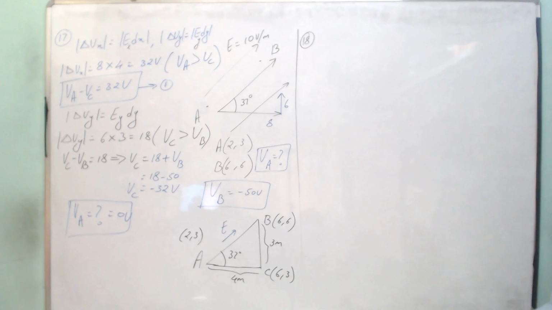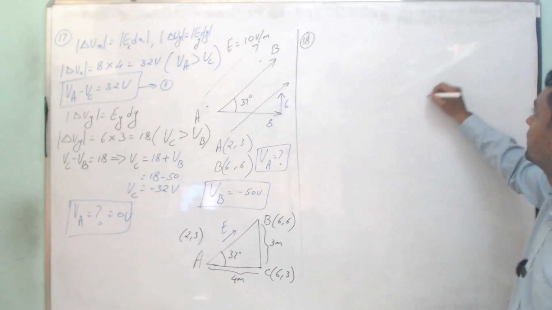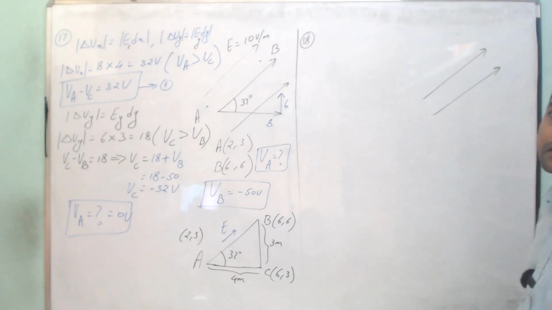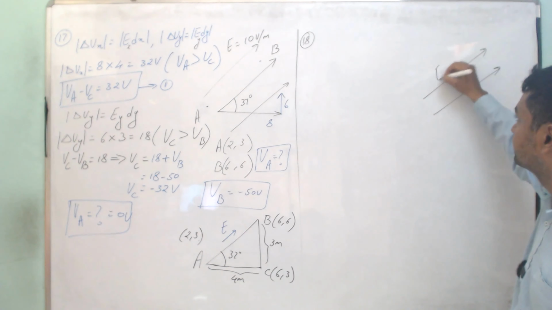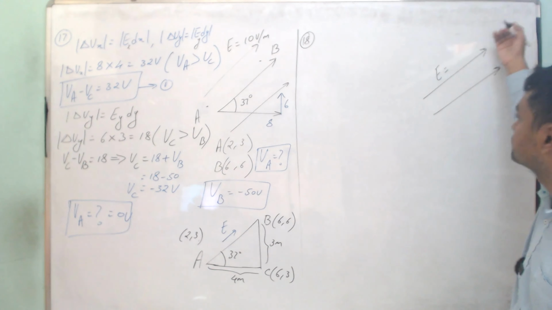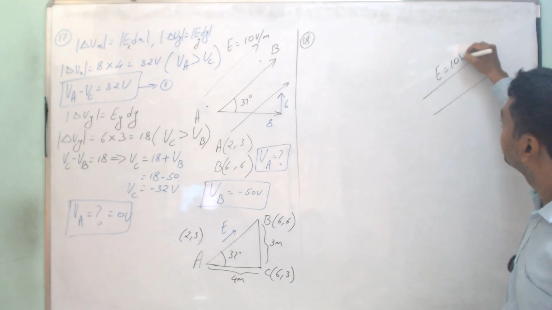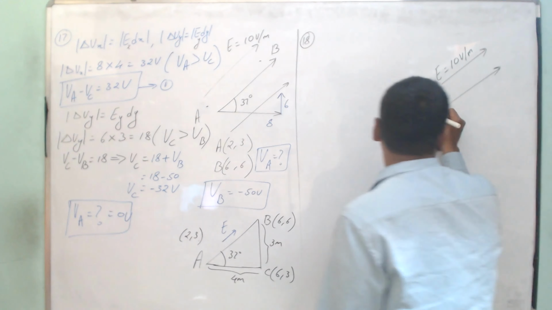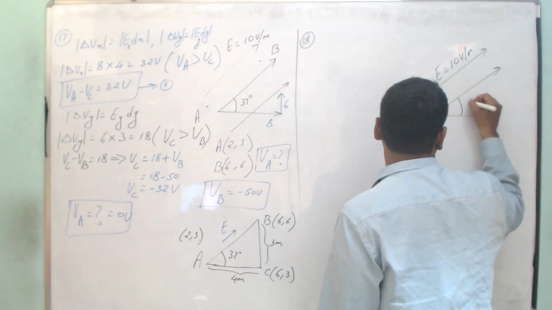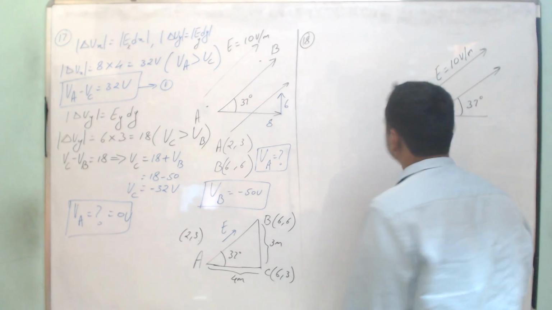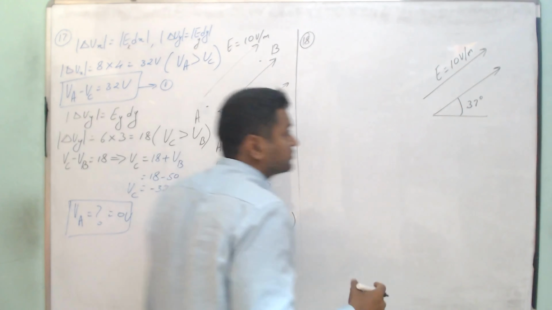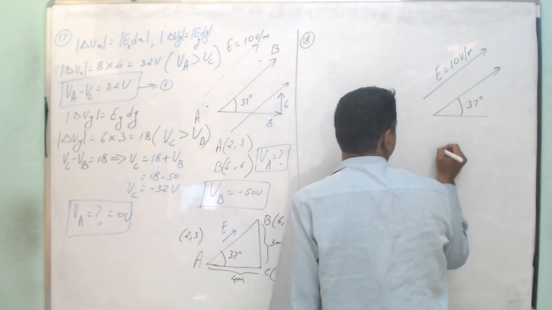So again, there is a uniform electric field. Magnitude of electric field, we take it as 10 volts per meter. It is at an angle of 37 degree with the horizontal. Let us choose two points, A and B.